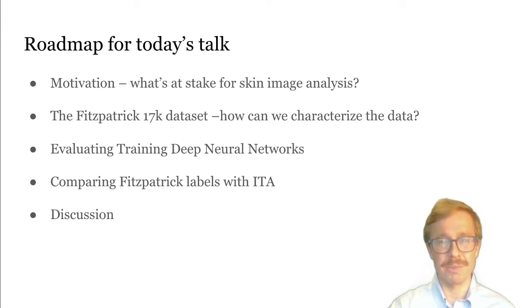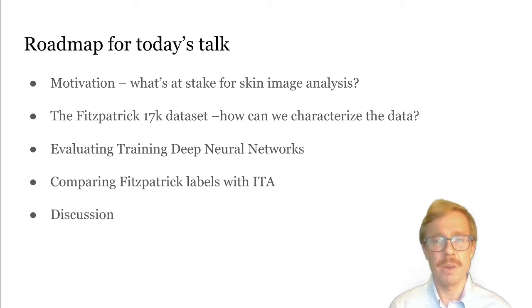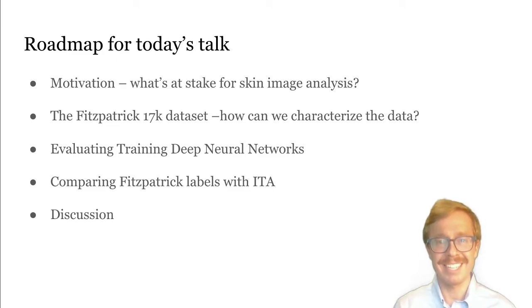Our main research question is, how does the accuracy of deep neural network models trained to classify clinical images as skin conditions vary across skin color? As an initial step to address this question, we developed the Fitzpatrick 17K dataset, which is a collection of nearly 17,000 clinical images of skin conditions that we annotated with skin type labels.